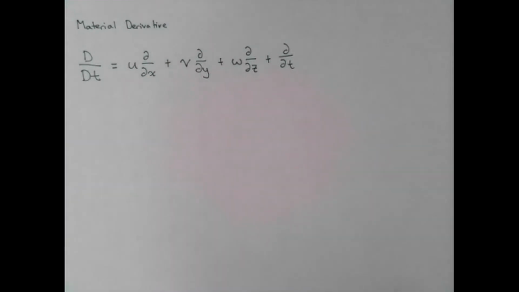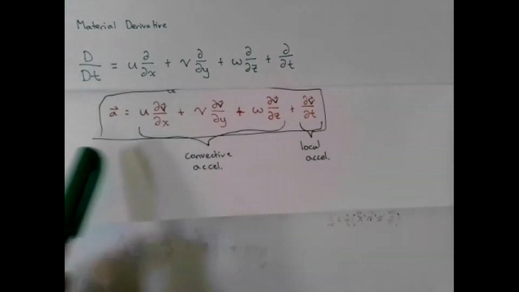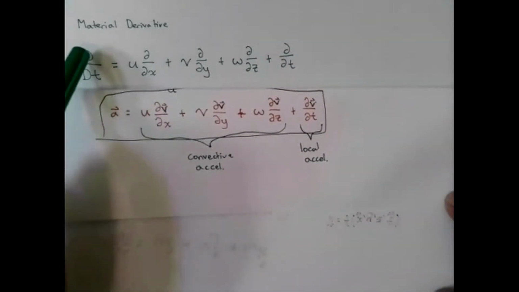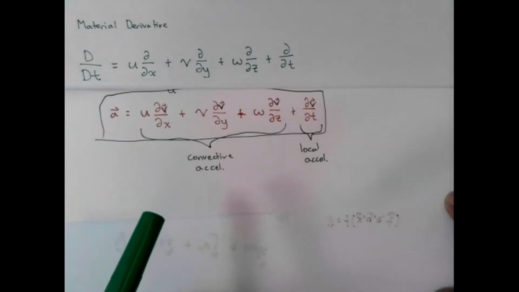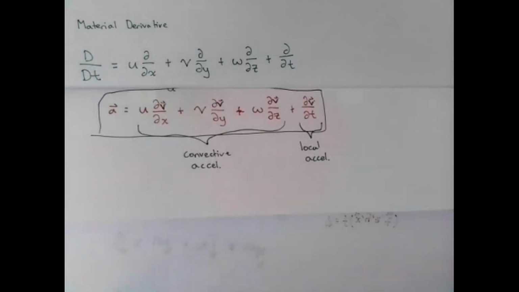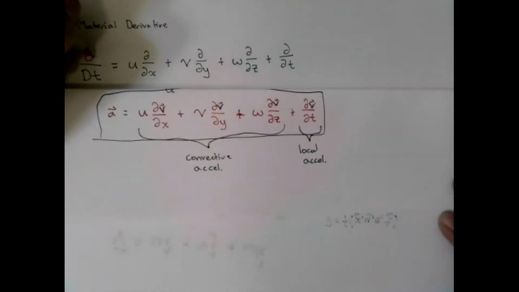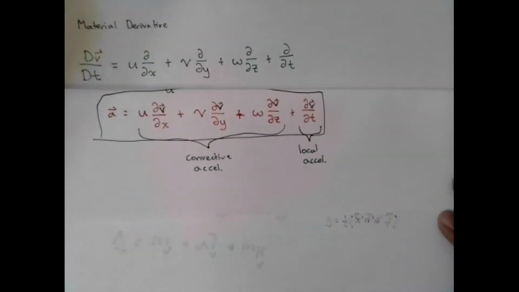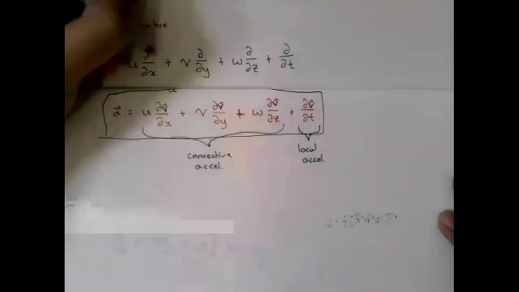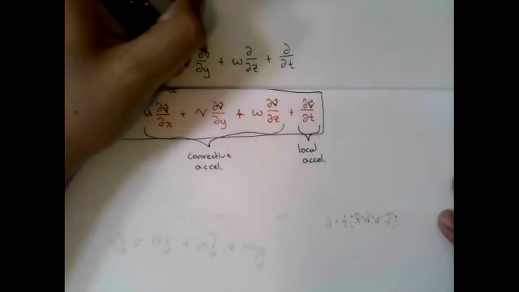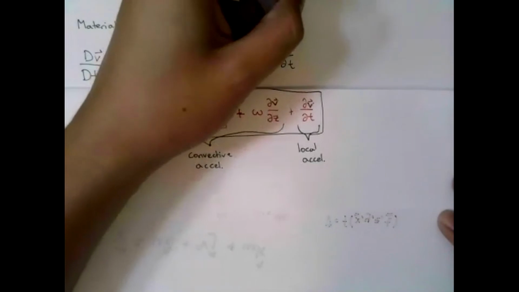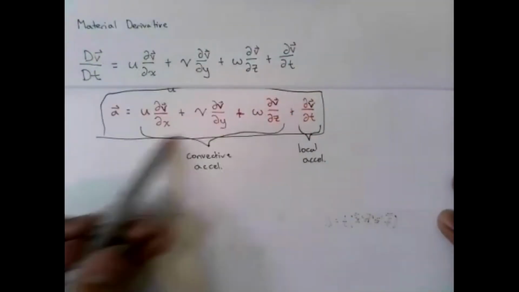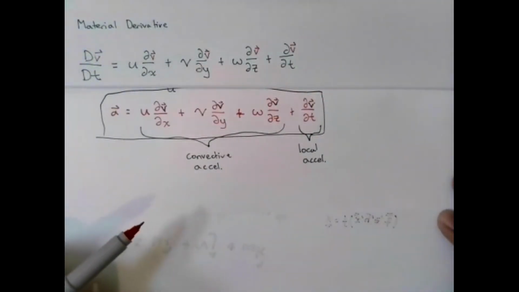So what does this mean for us? If we go back to the acceleration vector, we see that acceleration is the derivative of v with respect to time. So if we want to quantify acceleration in terms of the material derivative, essentially all we're doing is taking the material derivative of velocity with respect to time, which means that everywhere there's an operator, we introduce the velocity, and we end up with exactly the same equation we have here.